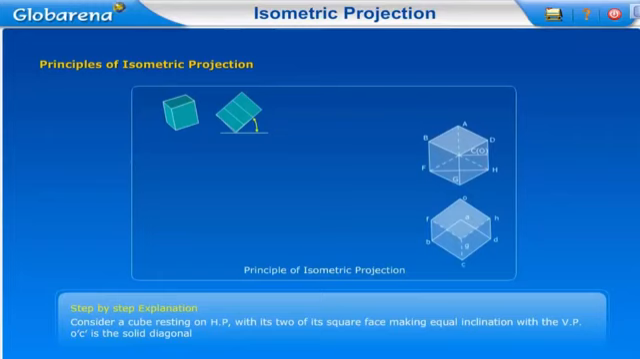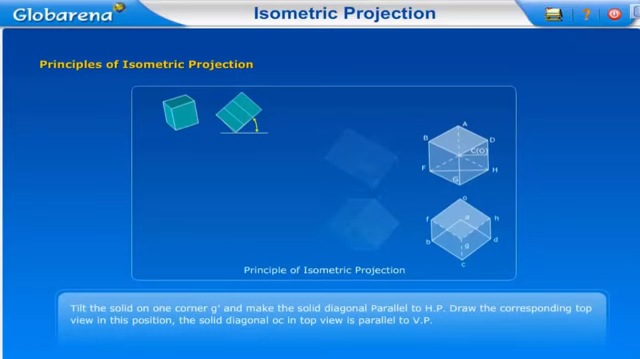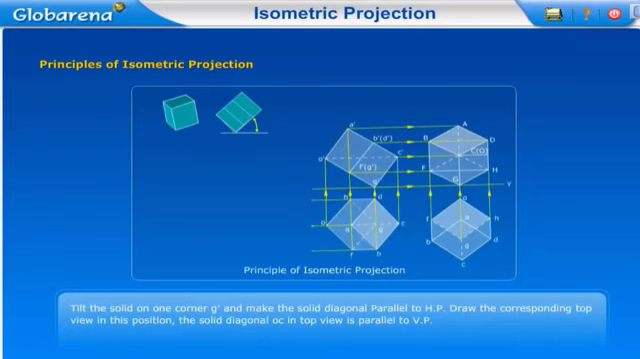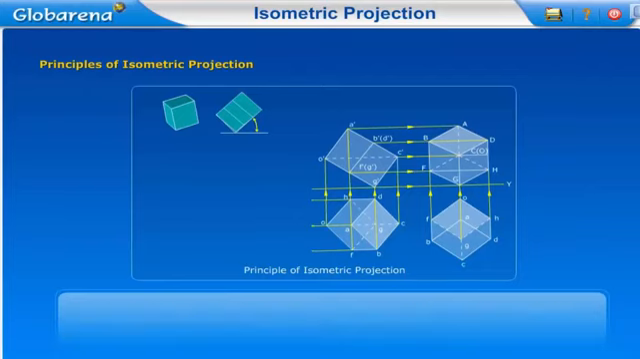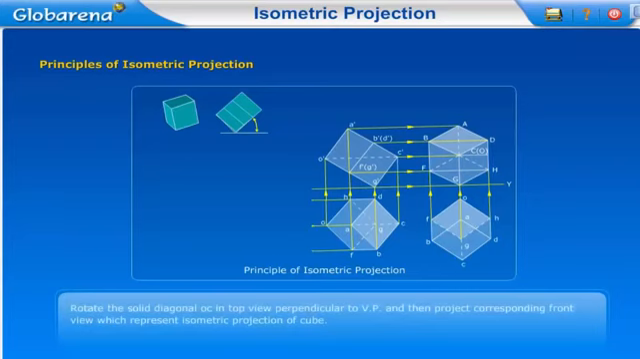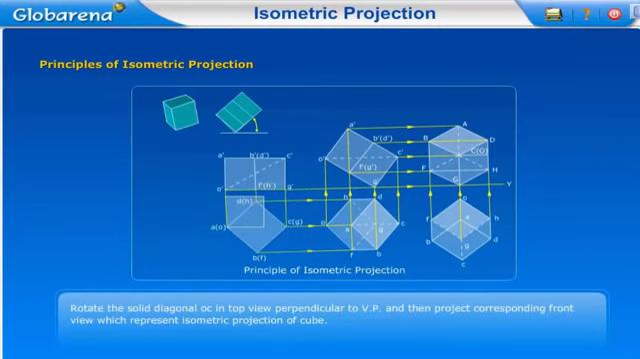Step-by-step explanation. Consider a cube resting on the HP with two of its square faces making equal inclination with the VP. O'C' is the solid diagonal. Tilt the solid on one corner G' and make the solid diagonal parallel to HP. Draw the corresponding top view in this position. The solid diagonal OC in top view is parallel to VP. Rotate the solid diagonal OC in the top view perpendicular to the VP and then project the corresponding front view, which represents the isometric projection of the cube.